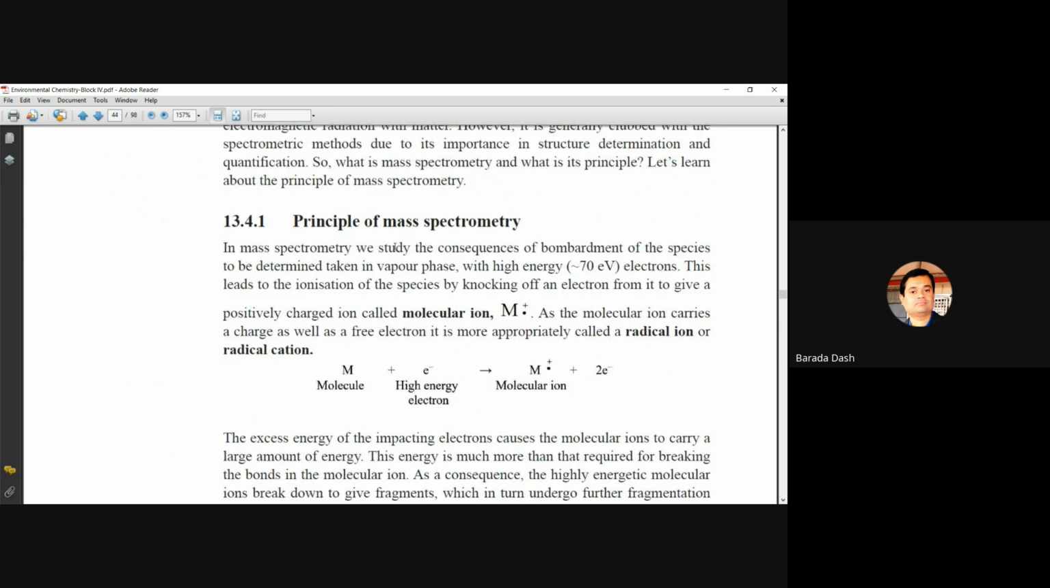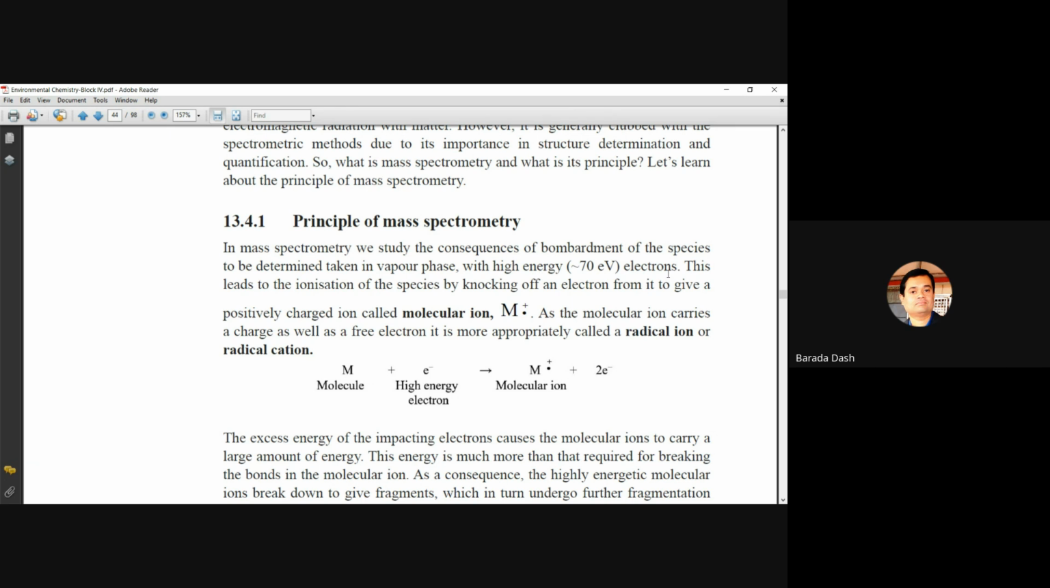In mass spectrometry, we study the consequences of bombardment of the species to be determined, taken in a vapor phase, with high energy electron beams. So high energy electron beams are bombarded with the analyte, or the sample that you are taking for analysis. So that is called mass spectrometry.